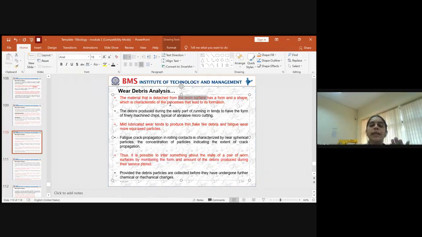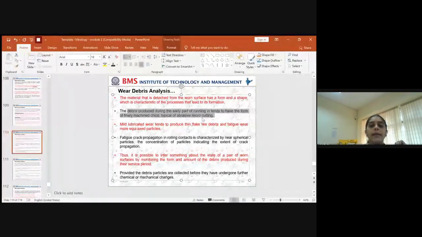Some materials will yield a good microsurface. For some materials, the normal SEM image will not be enough to observe the wear. If it is very micron or nano in size, then we have to go for FESEM. Based on the requirement and the level of wear, you can use the available characterization facilities to get the required morphology. Next, the debris produced during the early part of running tends to form finely machined chips typical of abrasive micro-cutting.